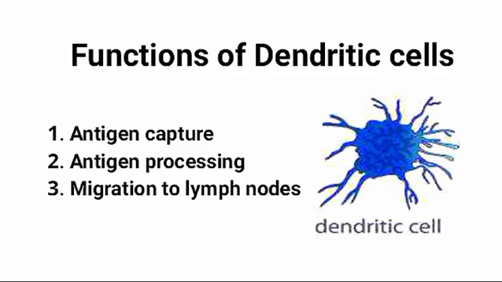The second function of dendritic cells is antigen processing. They process captured antigens into smaller fragments and present them on their surface using MHC molecules, priming T cells for activation. Third function is migration to lymph nodes. Here, dendritic cells migrate to lymph nodes where they interact with T cells, initiating adaptive immune responses and directing the immune system's response to specific threats.